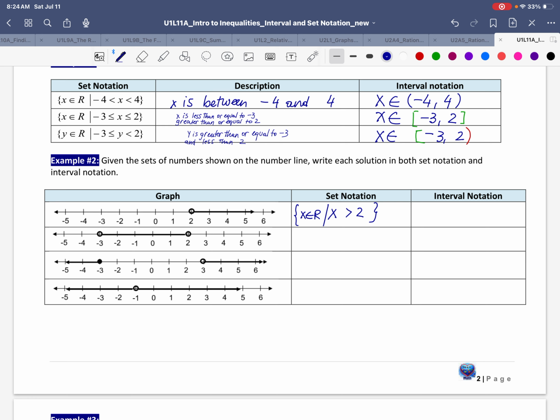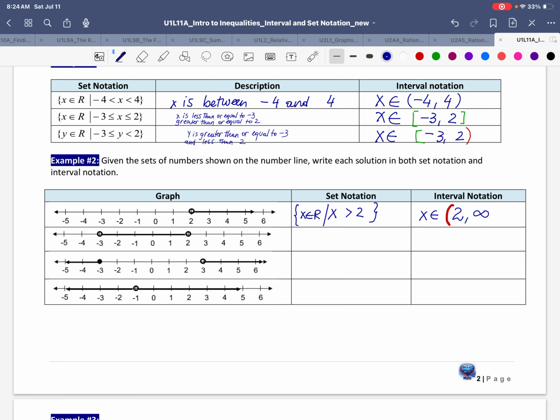Now, if we were to write this in interval notation, we're going to say that x belongs to the interval. So we're going to start with the number 2, which is the lowest number in the interval, or in the collection of numbers, and we're going to use round brackets around it because 2 is not part of the set of numbers, and then a comma, and then we'll write infinity.